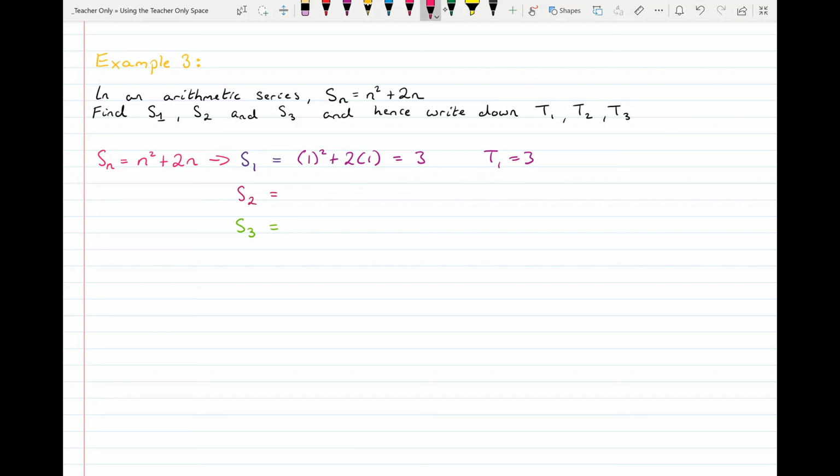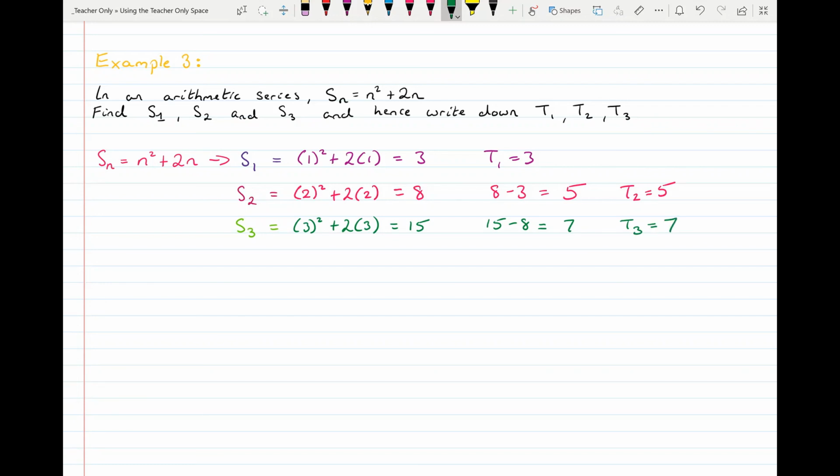S2 is where we replace all the n's with a 2. 2 squared is 4, plus 4 is 8, so the sum of the first two numbers is 8. So if we go 8, take away 3, we're left with 5, so the second term in the series must be 5. And then S3 is where we replace all the n's with 3. 3 squared is 9, plus 6 is 15. So the sum of the first three terms is 15. So if I go 15, take away 8, it gives me 7. So term 3 must be 7. So our sequence goes 3, 5, 7. And it continues on then.